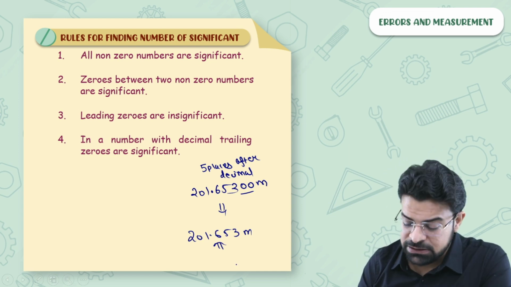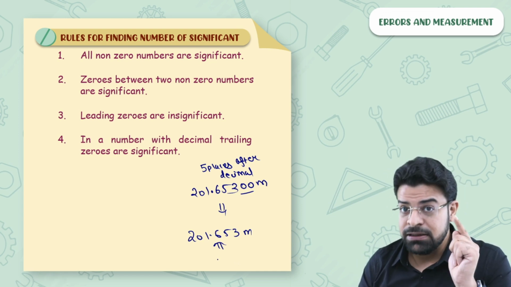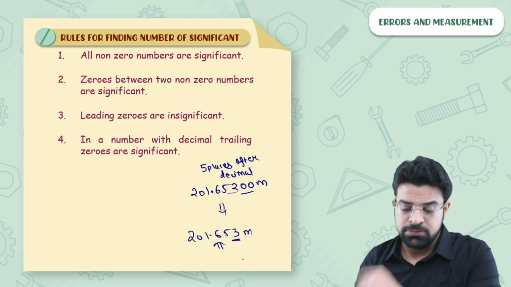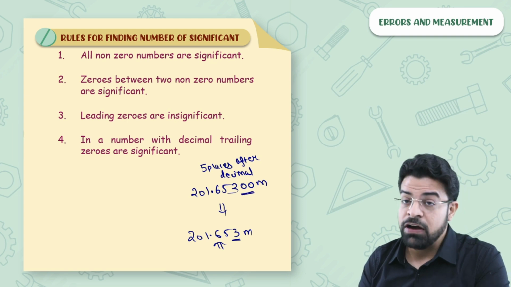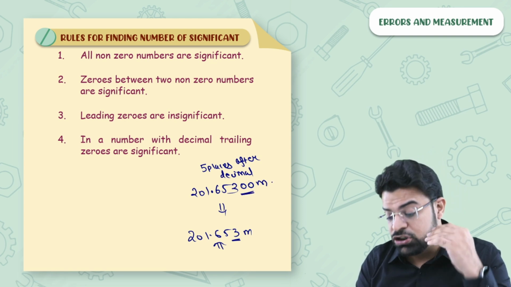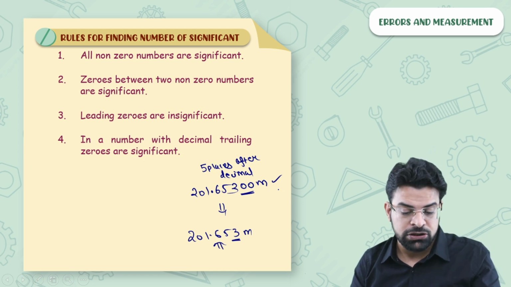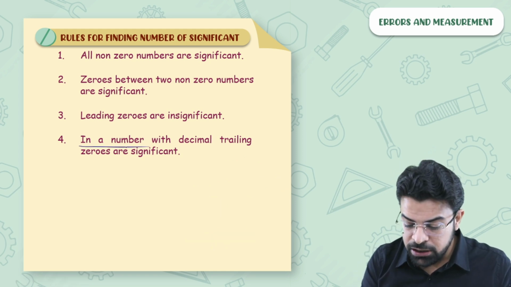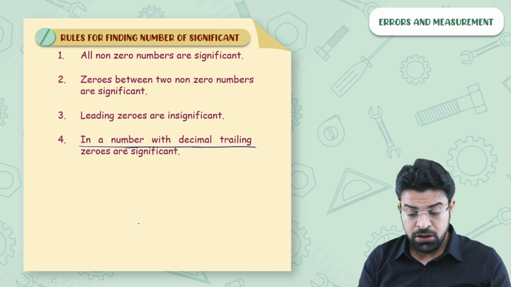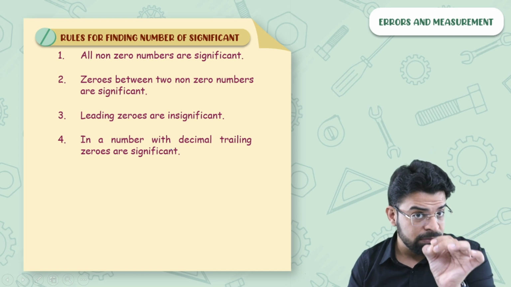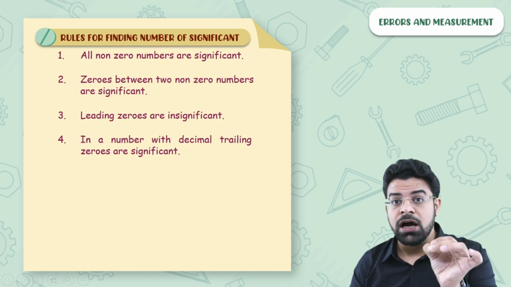When a scientist writes 201.653 meter, it means that the device used by this scientist can measure only up to 3 places after the decimal, and the other device can measure up to 5 places after the decimal. So it shows that this reading has been made from a better instrument. So remember that in a number with decimal, trailing zeros are significant.